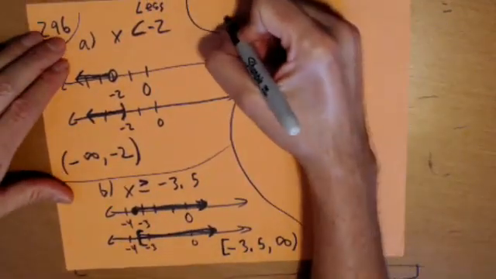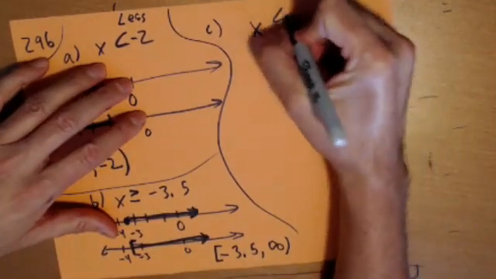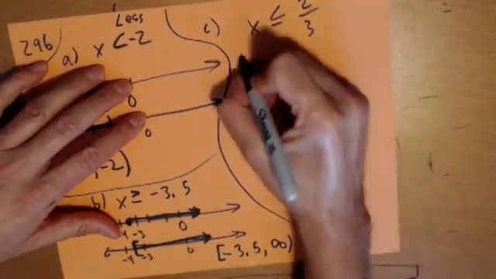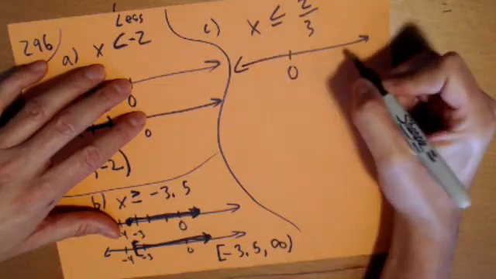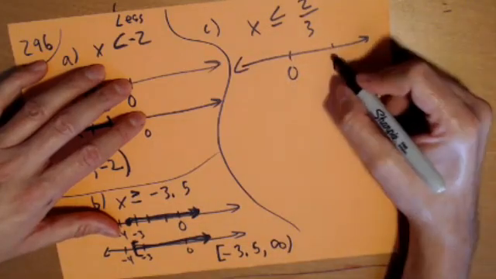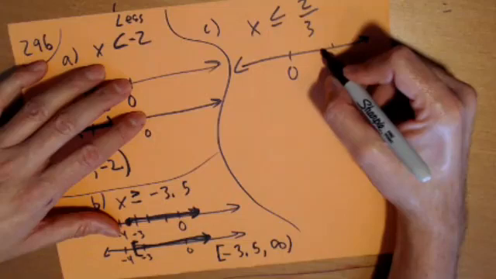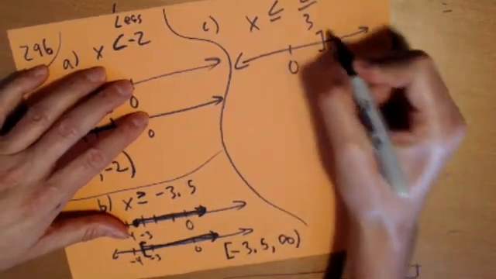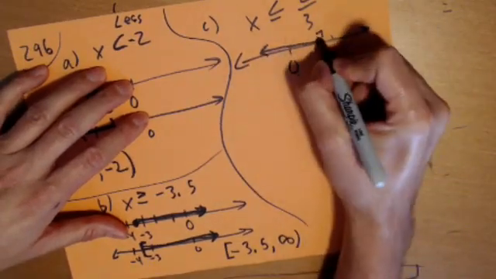So part C should be easy. X less than or equal to 2/3. So I usually put a 0. Here's a 1. 2/3 is almost towards 1. It's that way, so I'm going to put a little bracket. Shade that way.